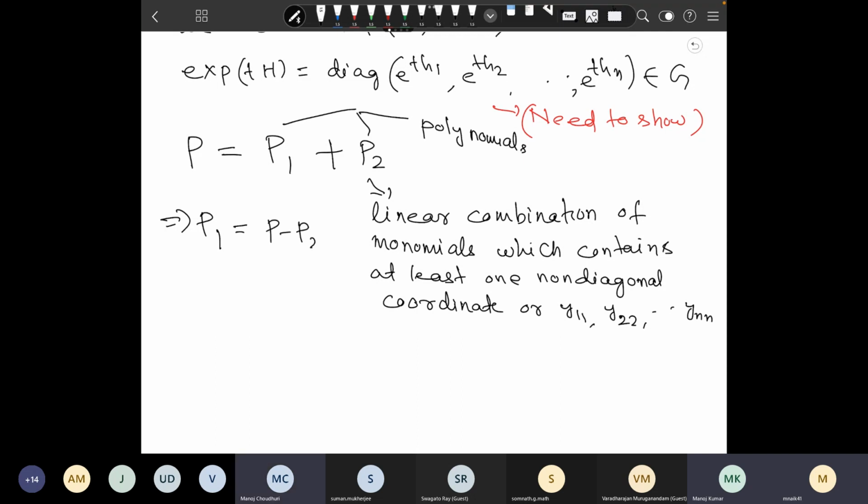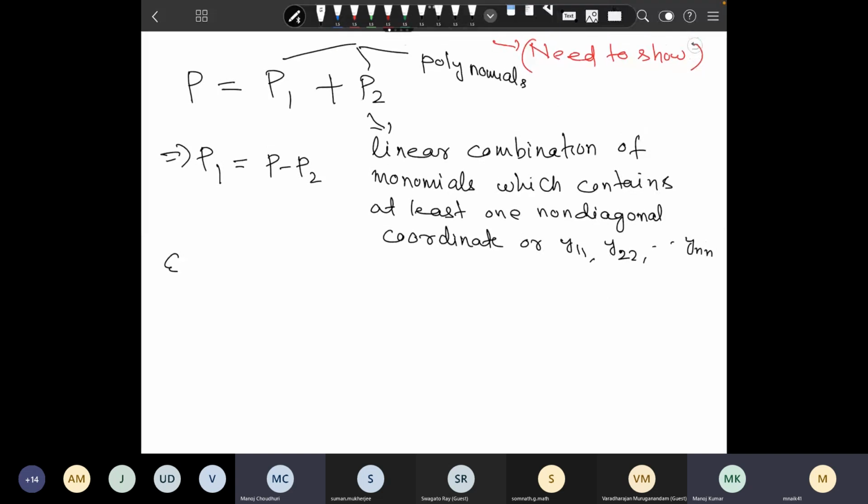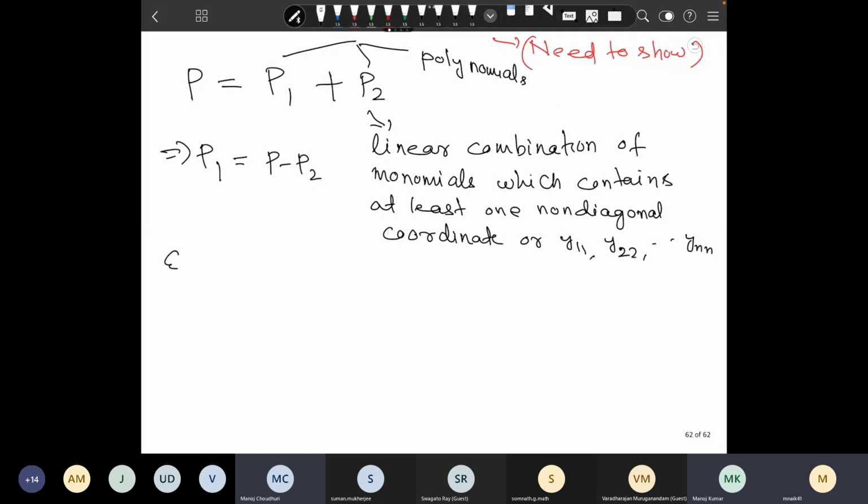So let us give an example. You said it contains at least one non-diagonal coordinate or y1, y2, yn. That means non-diagonal, the x1 diagonal ones, right? P2 contains non-diagonal coordinates or imaginary ones. By this we mean the imaginary ones, those are not real.